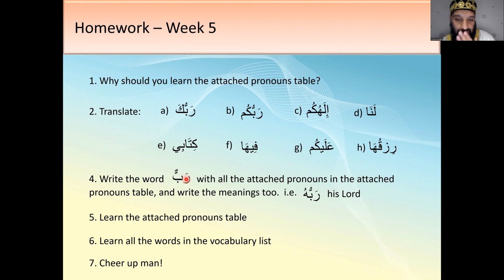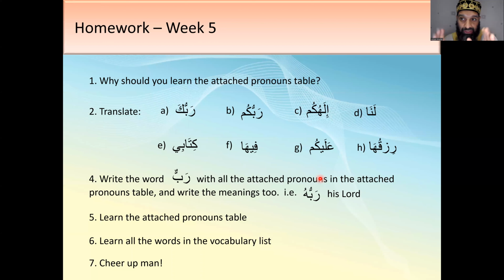So I'm giving you the answers, right? Learn the attached pronoun table, learn all the words in the vocabulary list, and cheer up, man. Right? Cheer up, woman. Right, okay, yeah. And I think that's about it. Let me just see. Yes, so that's about it. So hope that made sense. I hope a lot of things tied up together, like a few jigsaw pieces joined together.